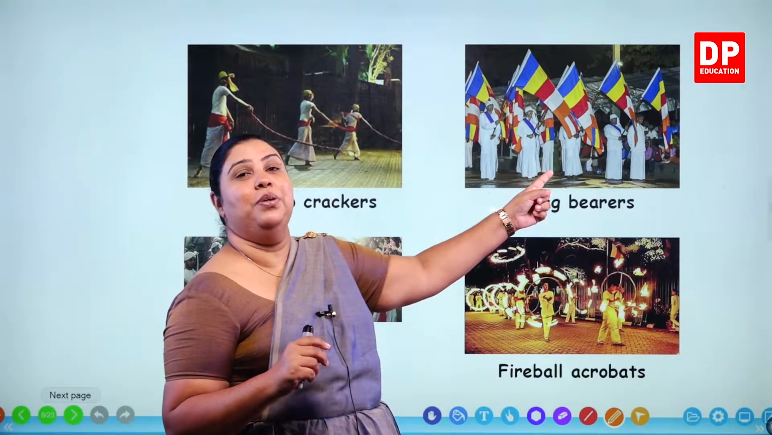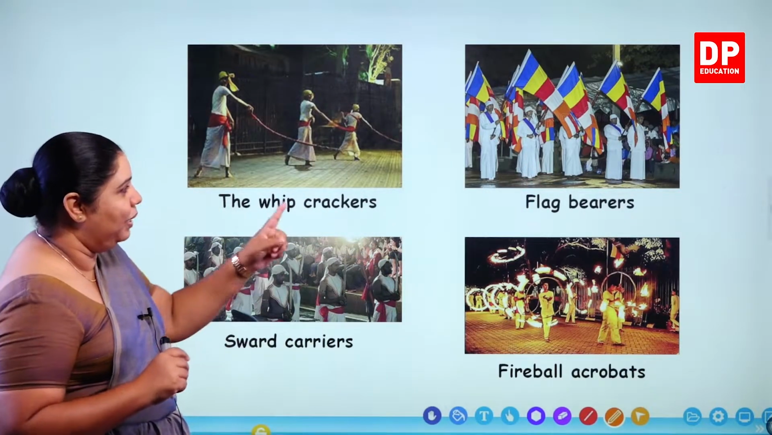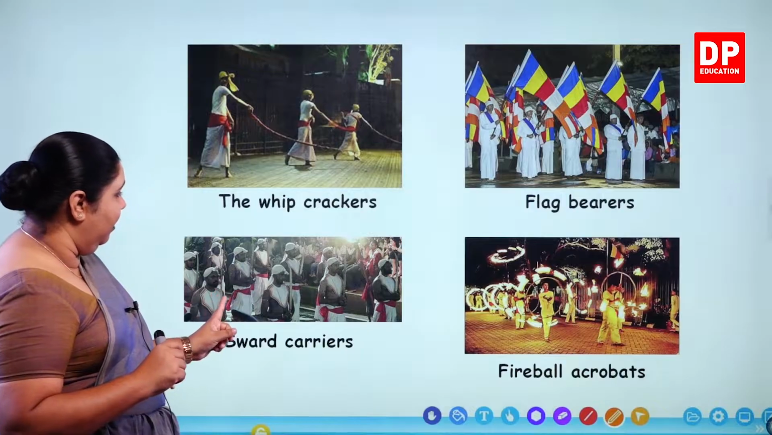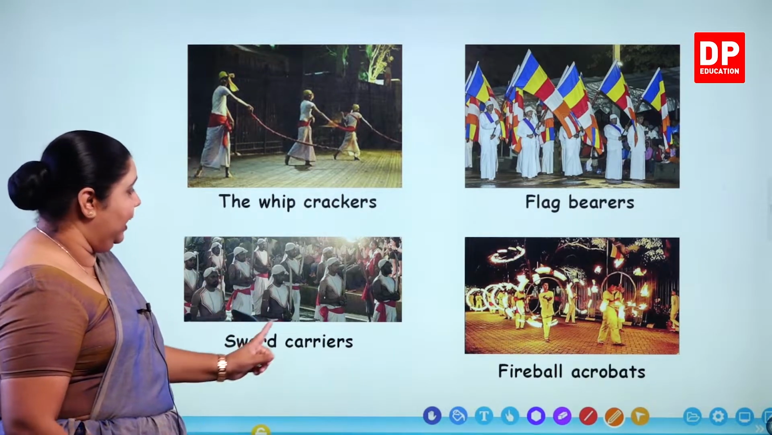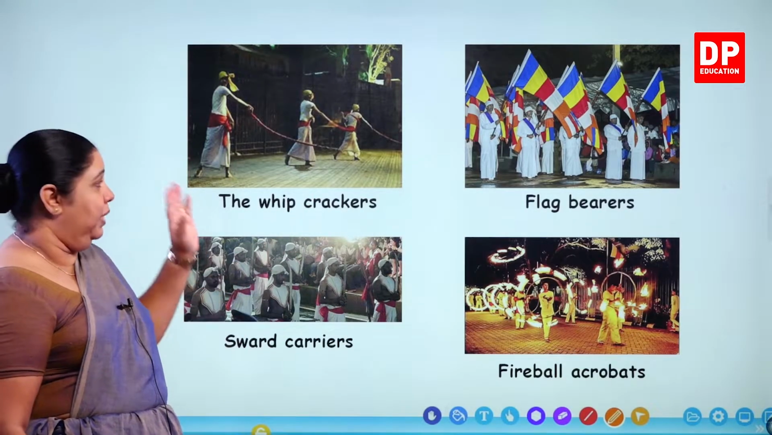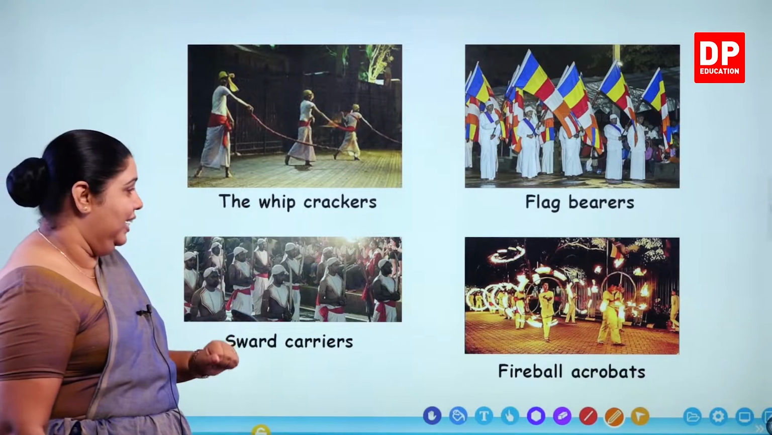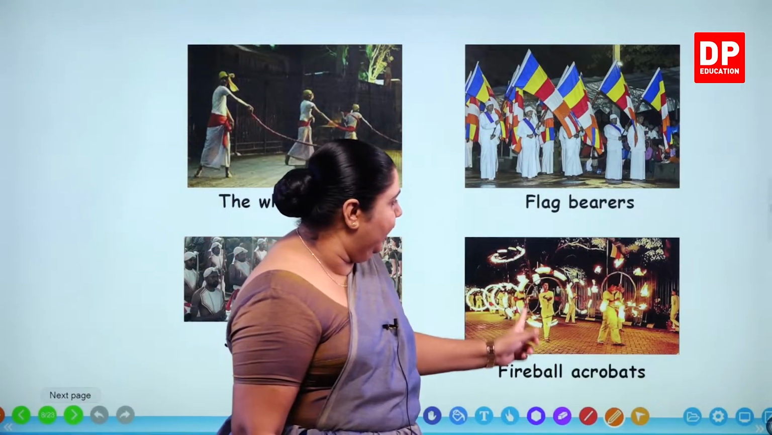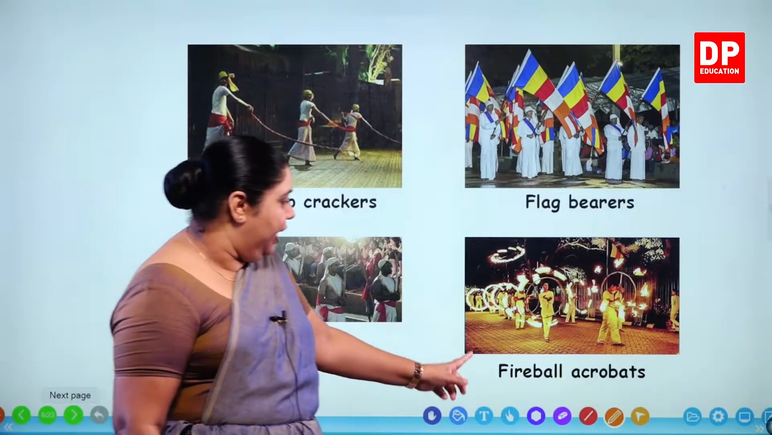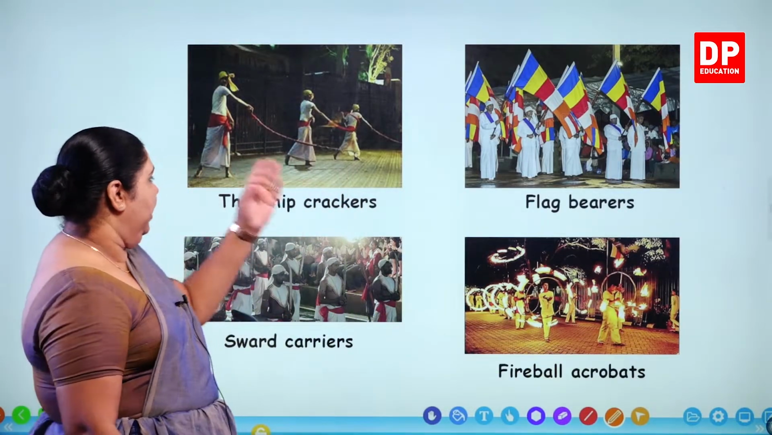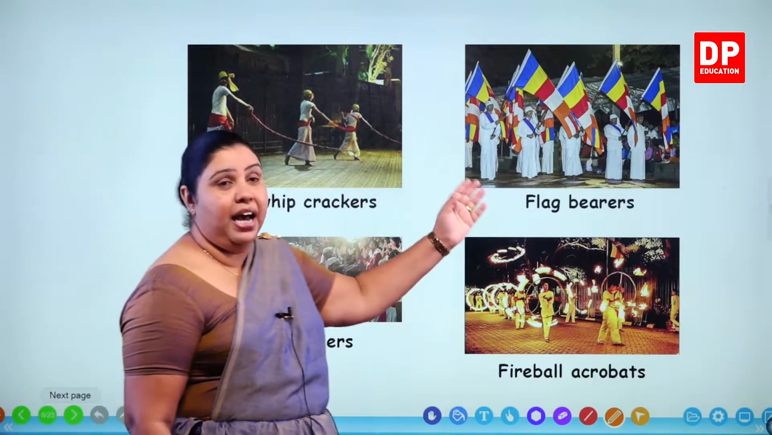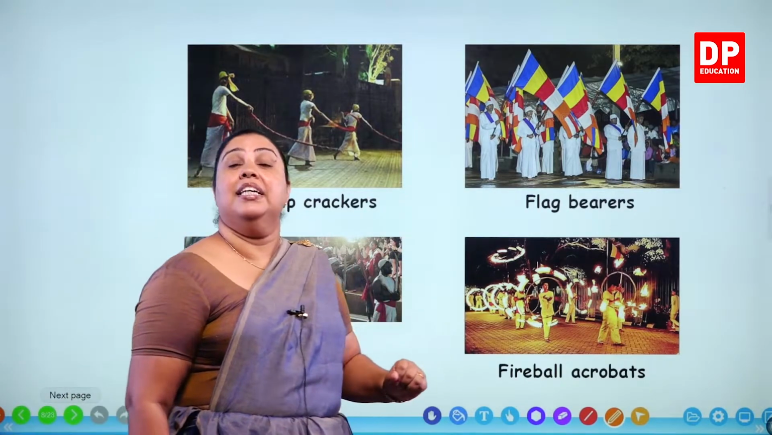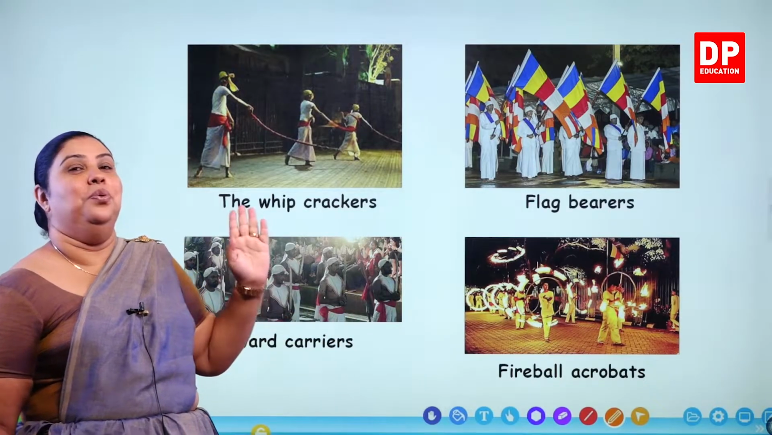Then we have the sword carriers. Sword carriers come following the flag bearers. They come in a certain order. Then we have the fireball acrobats like this. Okay, we have the whip crackers, flag bearers, sword carriers, fireball acrobats. So now we know all of them.